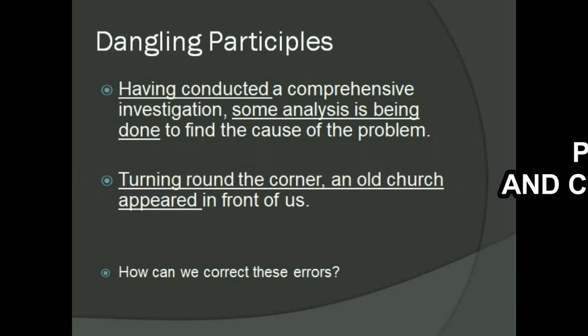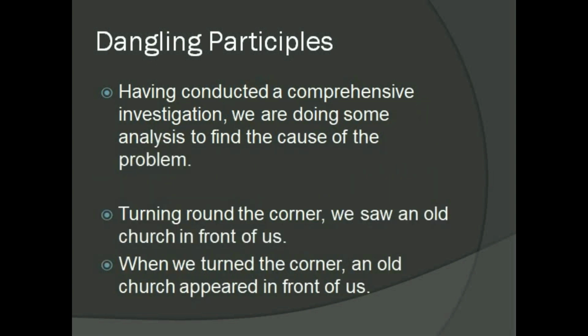Here are your possible correct answers. In the first example, we can see we've simply inserted the word "we" to make clear who is the subject of this sentence. In the second, there are 2 possible answers. We can make clear one way or another that it was we who turned the corner rather than the church itself.